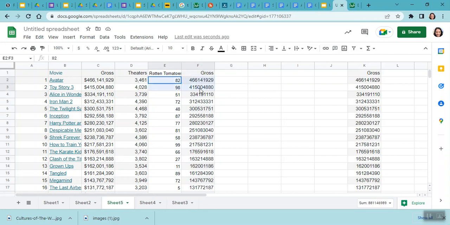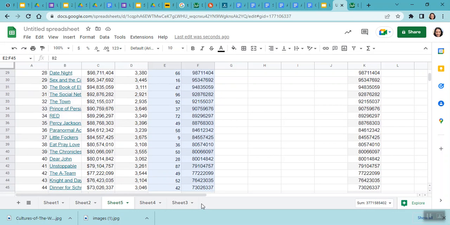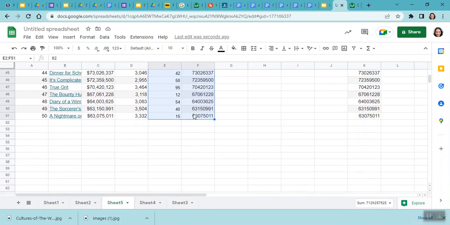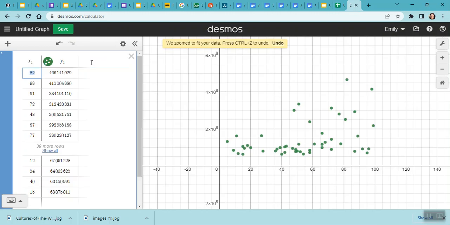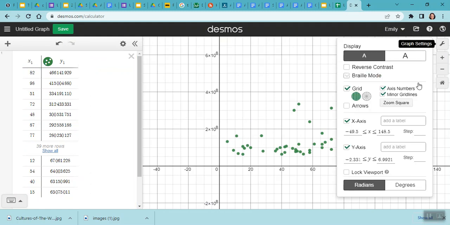So I'm going to select all of the numbers under Rotten Tomatoes and gross. Don't select anything extra. Copy that with Control-C and go into your Desmos, and on a clean line, Control-V, and it should give you a nice graph. Remember to label your axes. Going over to the wrench here, on your x-axis you have Rotten Tomato score, and on your y-axis you have gross.